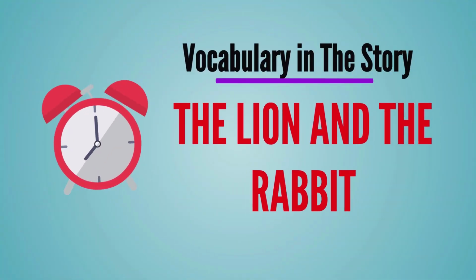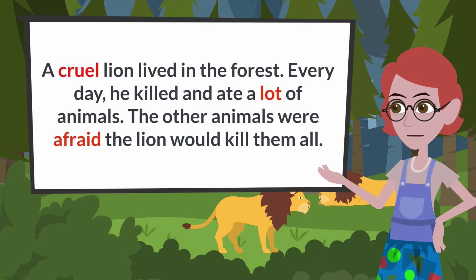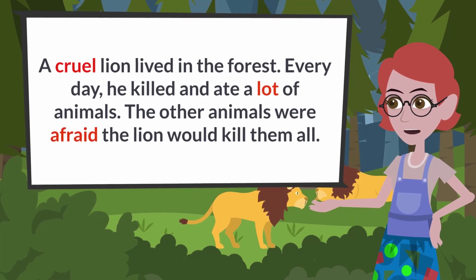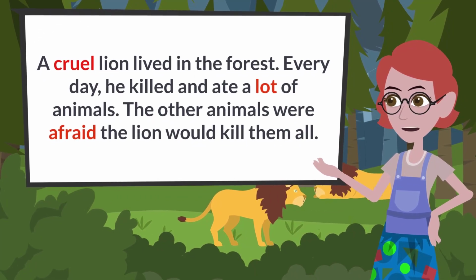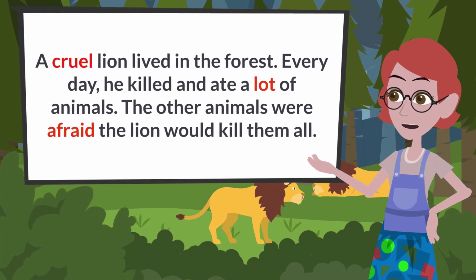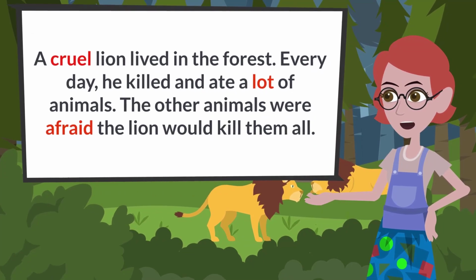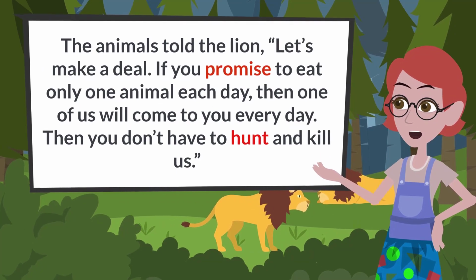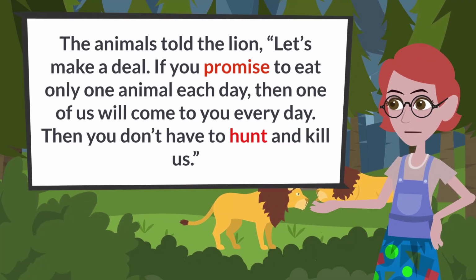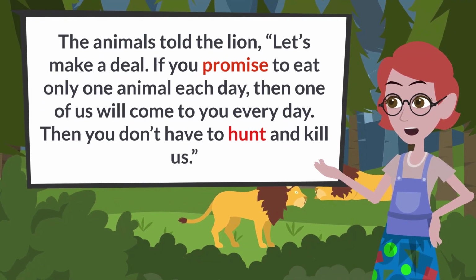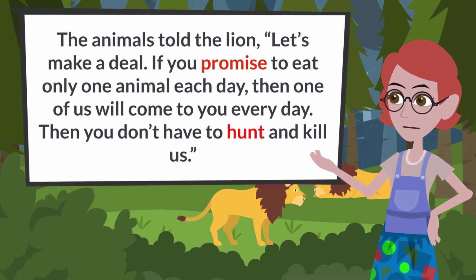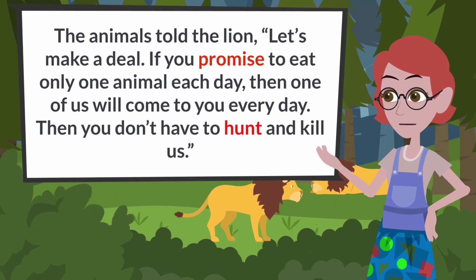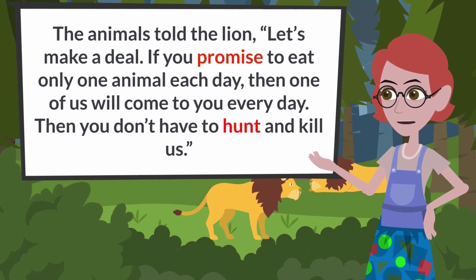The Lion and the Rabbit. A cruel lion lived in the forest. Every day he killed and ate a lot of animals. The other animals were afraid the lion would kill them all. The animals told the lion, "Let's make a deal. If you promise to eat only one animal each day, then one of us will come to you every day. Then you don't have to hunt and kill us."